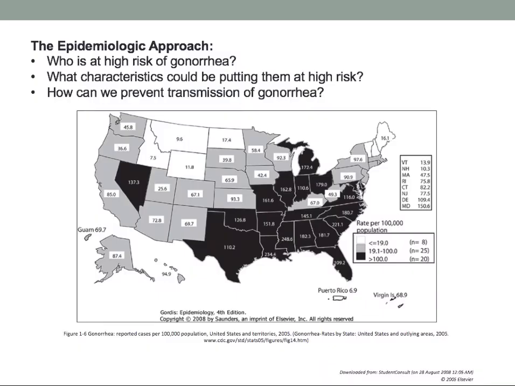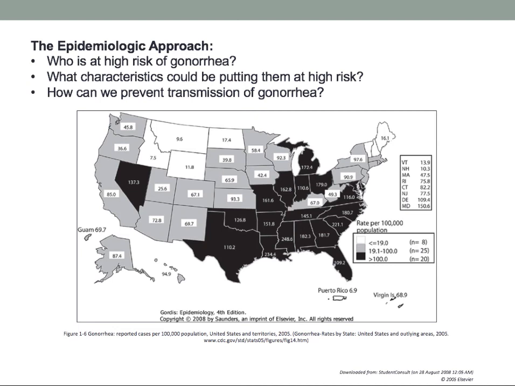Here's a map of the US showing the cases of gonorrhea. So an epidemiologist will be looking at this map and essentially asking these questions. Who is at risk for gonorrhea? What characteristics could be putting them at risk? So we know gonorrhea spreads with sexual contact, right? So probably we're talking about sexually active adults, right? And how can we prevent transmission of gonorrhea, right? So maybe promoting condom use.